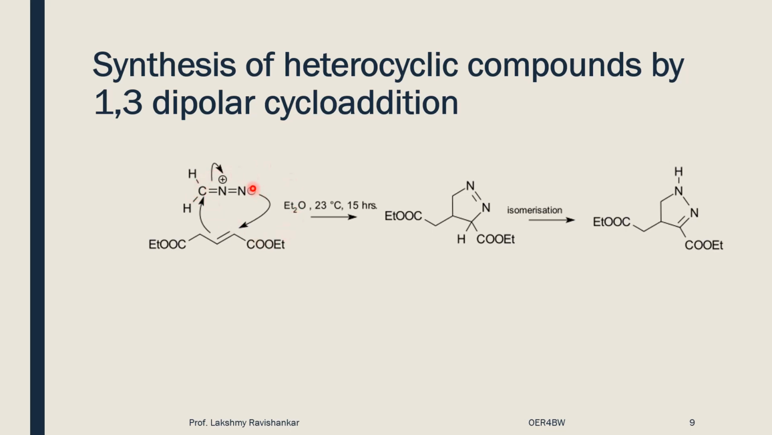Heterocyclic compounds can be synthesized by 1,3-dipolar cycloaddition, and depending on what is your dipole, you can have several heterocyclic compounds. It could be nitrogen-oxygen, oxazoles, it could be nitrogen-nitrogen as shown here. So this is a very useful pericyclic reaction which can be used for the synthesis of 5-membered heterocyclic compounds. One particular example is shown here.